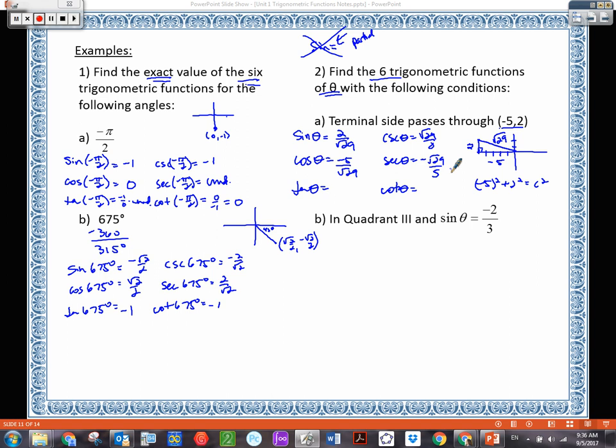Tangent we know is opposite over adjacent. So opposite would be 2, adjacent would be 5. And cotangent, we're just going to flip that upside down. It would be negative 5 halves. And those are my 6 values.